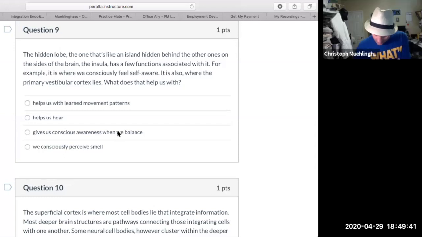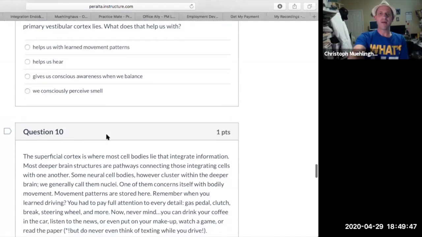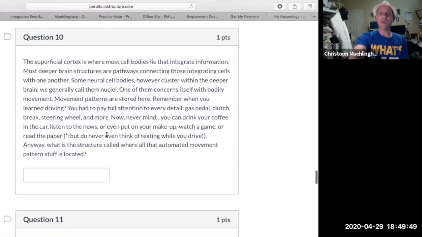Perfect. We're going to talk more about balance when we talk about the inner ear, and that will be in the sensation chapter. So the ear hears and the ear also balances. That's why sometimes when you get stuff in the ear from having a cold, you might get a little dizzy too.